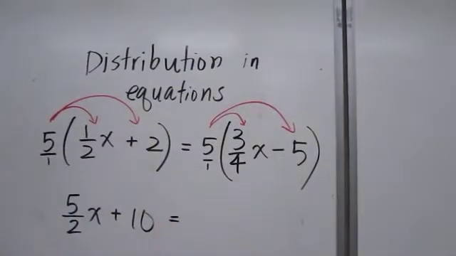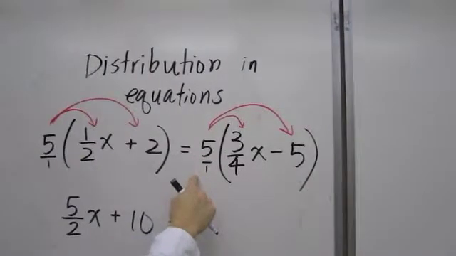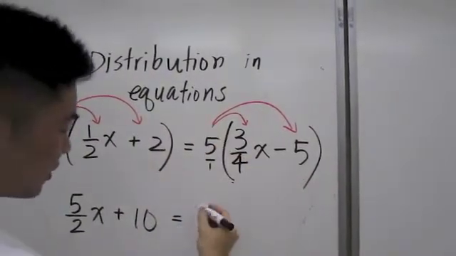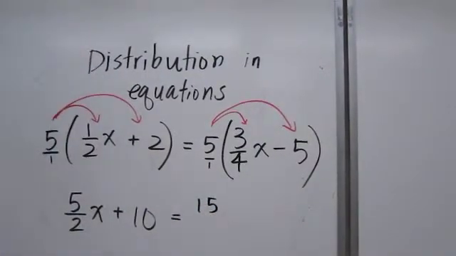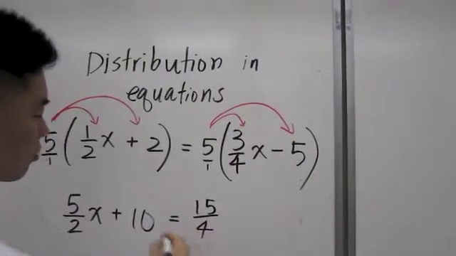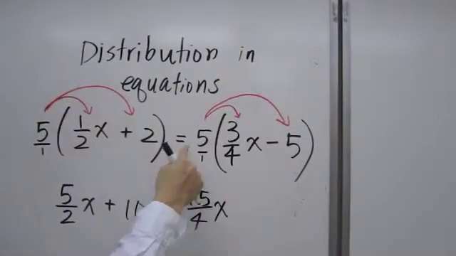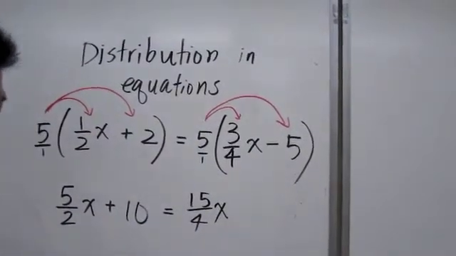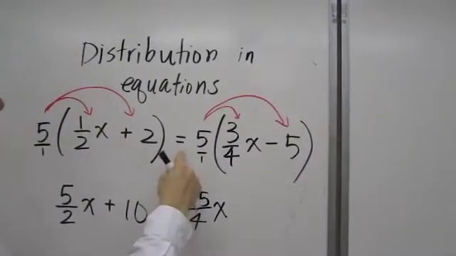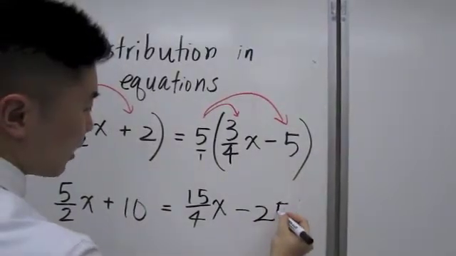And going to the other side, again for this fraction, we multiply 5 over 1. Looking at the numerators, 5 times 3 is 15. And looking at the denominators, 1 times 4 is 4. So we have 15 over 4 x. And now we have 5 times negative 5. A positive times a negative gives you a negative, so 5 times negative 5 will give you negative 25.